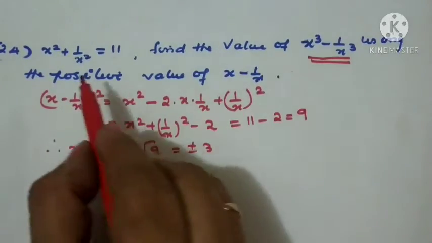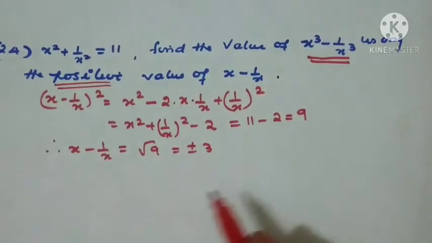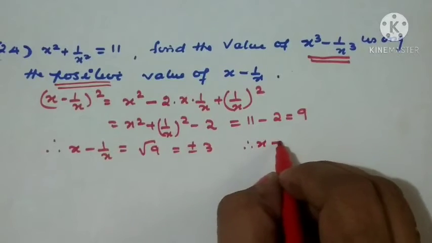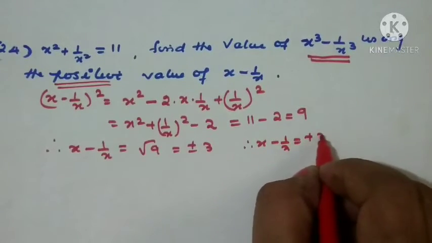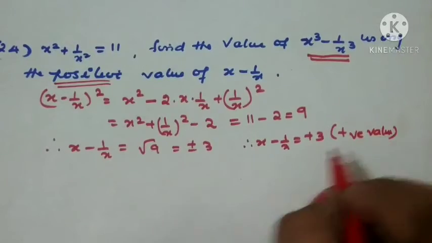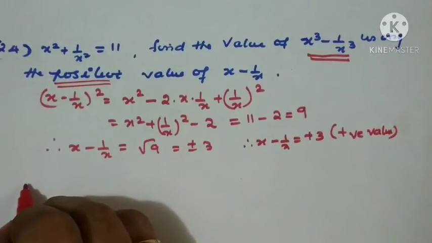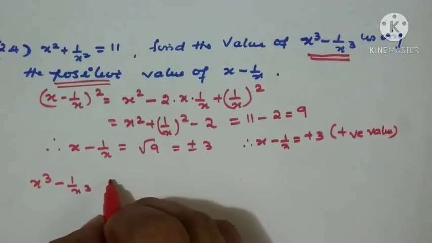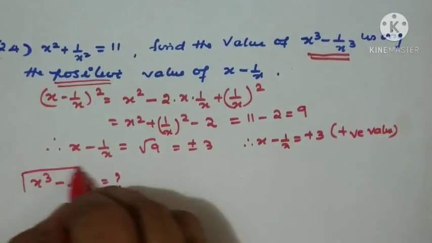But in the question itself, it is told that positive value only. Therefore, x minus 1 by x equals plus 3, positive value. Right? Now what is asked in the question? X cube minus 1 by x cube is asked. This is the question mark for us.